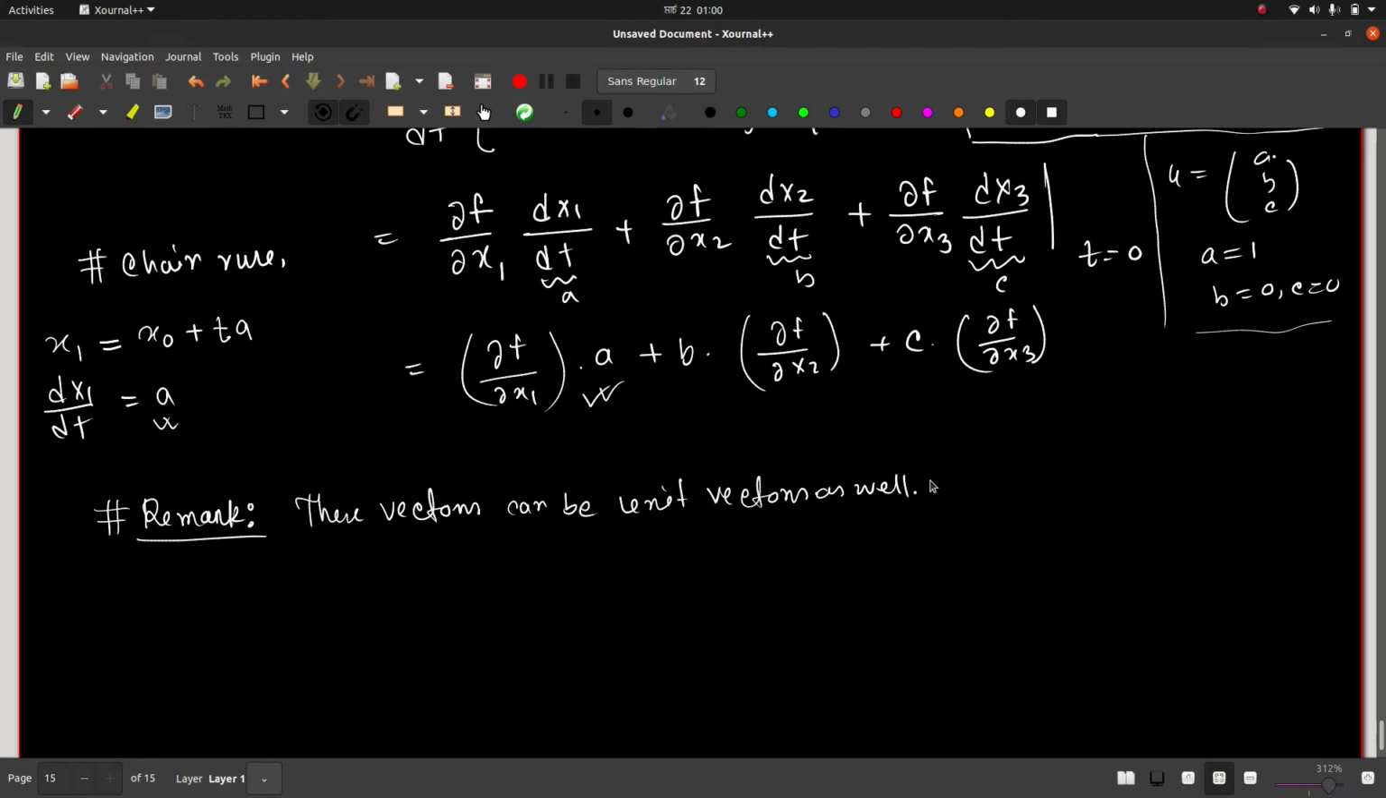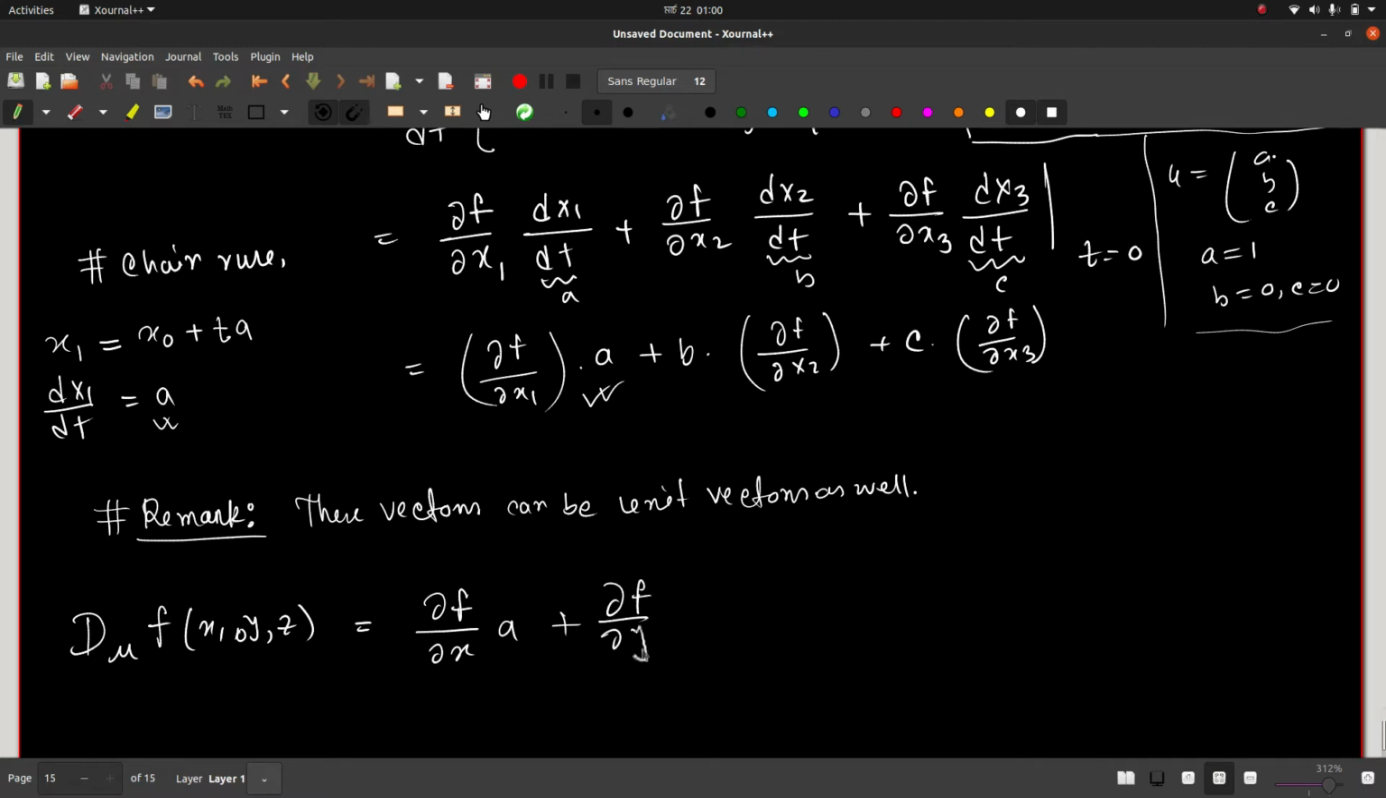So this would be our final formula for computing directional derivatives. F of x, y, z is given as del f del x a, del f del y. I'm just using x1 as x, x2 as y, but you can keep x1 and x2 as well.